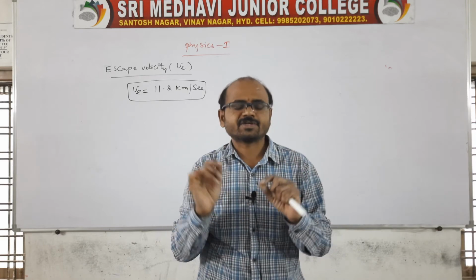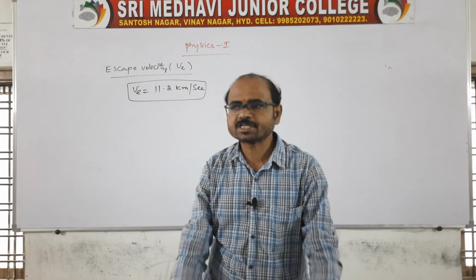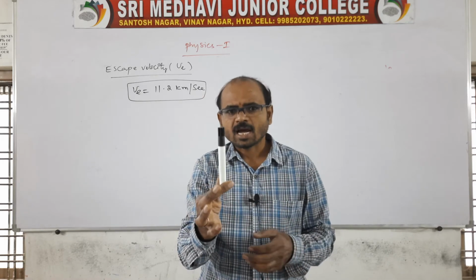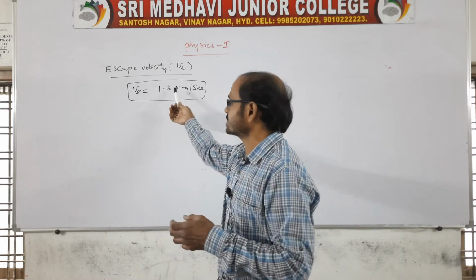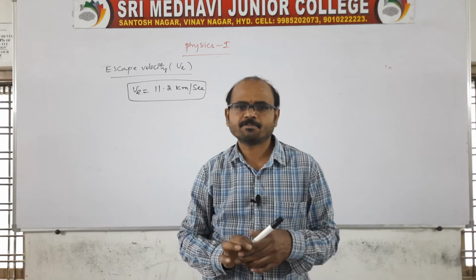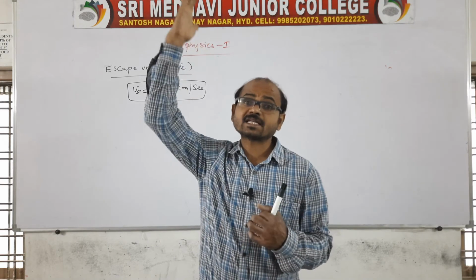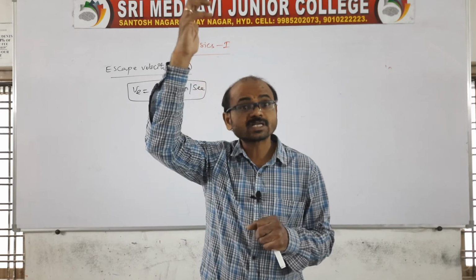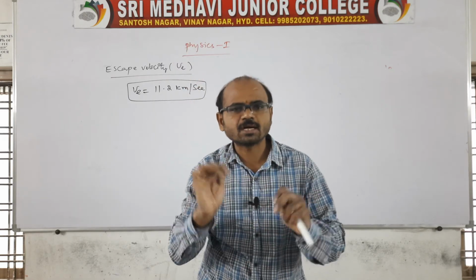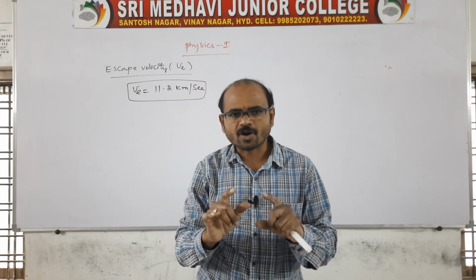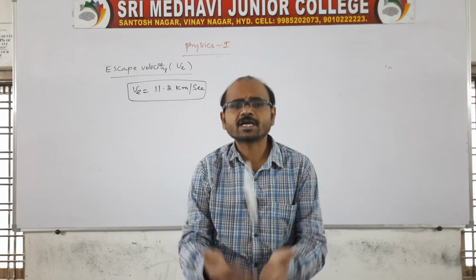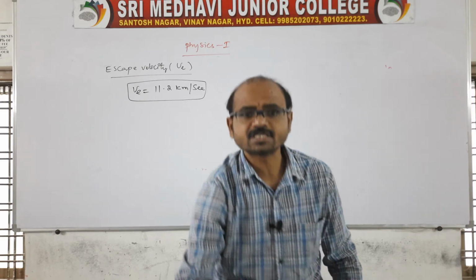From the earth surface, if I project this pen with a velocity equal to this escape speed, the pen will never come back, and it reaches the interstellar space. That means it reaches the universal gravitational field, and the body will never come back. If the speed is less than this, the body will return. That's why bodies come back.